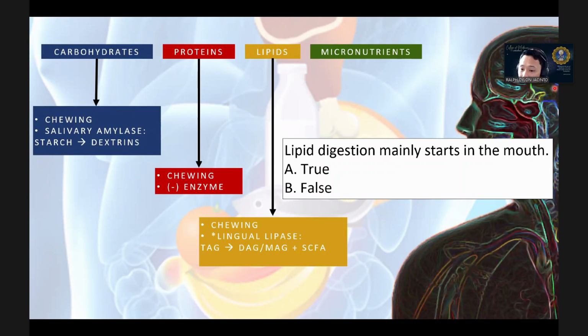Okay, acidic. Such that even though lingual lipase is secreted in the mouth, it is not active. It will only be active once it reaches an acidic pH, which is in the stomach. Okay, so the answer here is false.